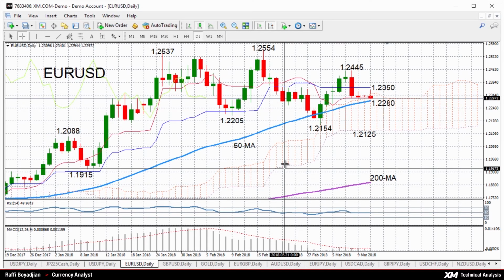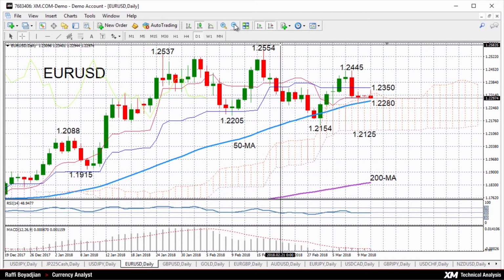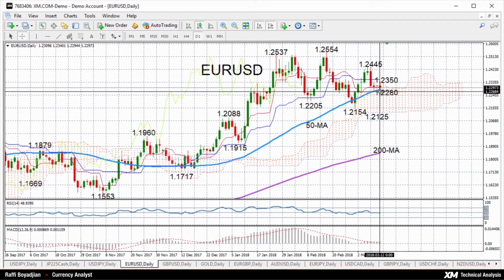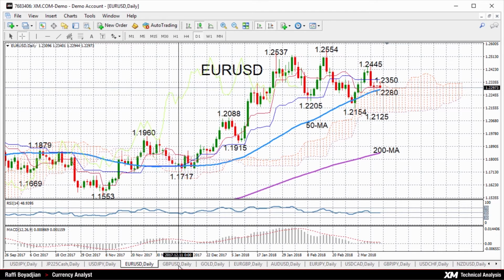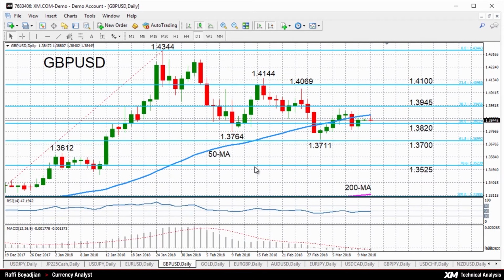In the medium term, though, the pair is still fairly bullish, just about holding above the 50-day moving average, but it is at risk of turning neutral. It's a similar story for the pound. It's also neutral, though the risk for sterling is to the downside.